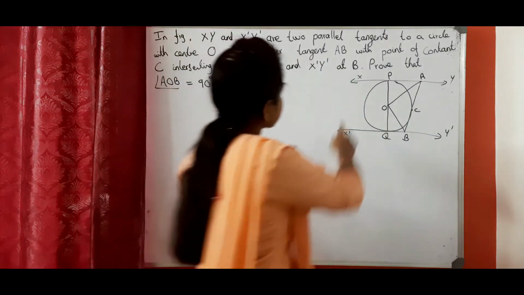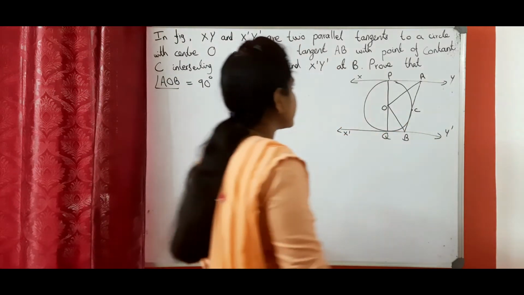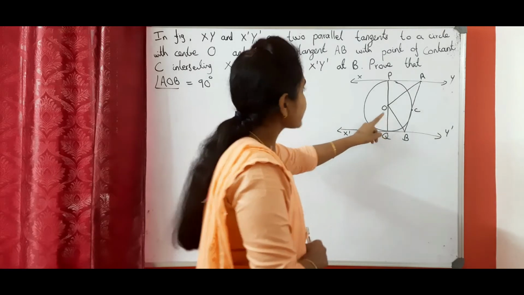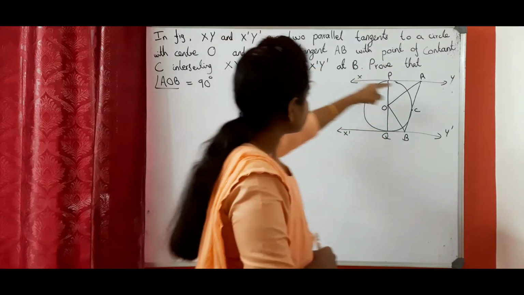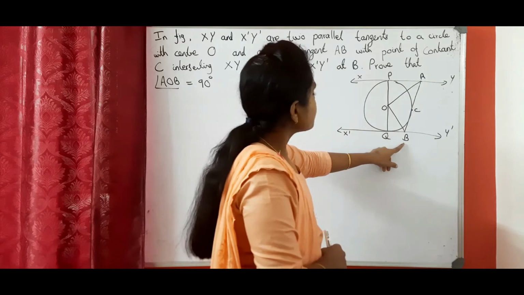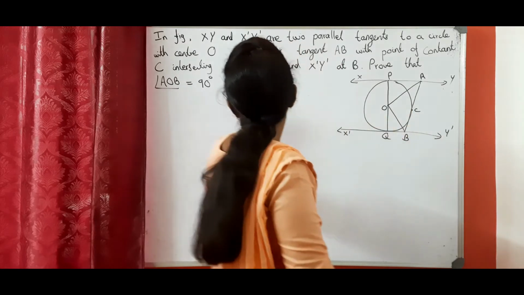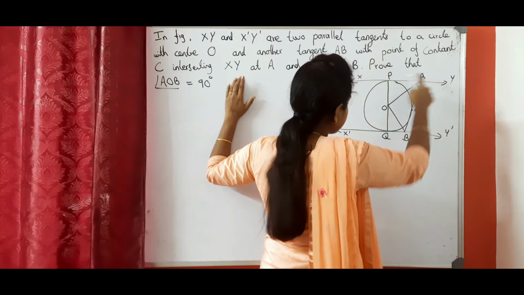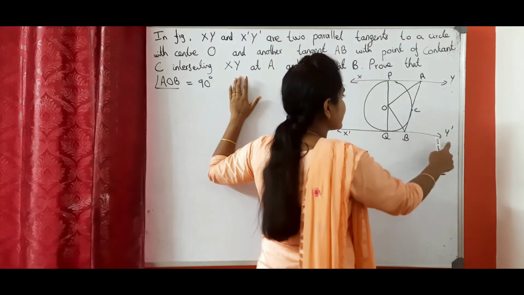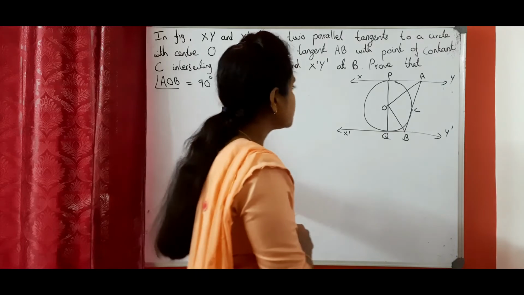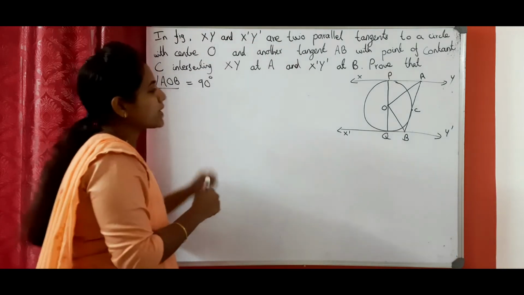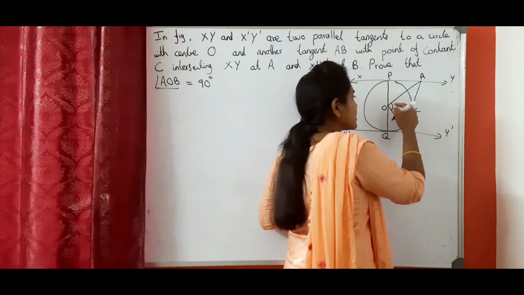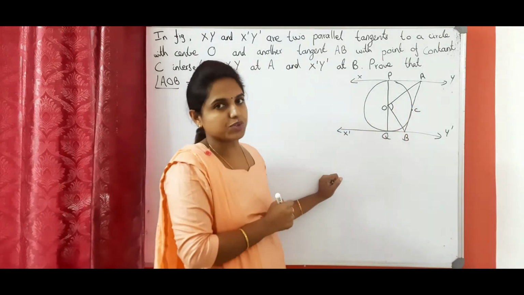In the figure, XY and X dash Y dash are two parallel tangents to the circle with center O, and consider another tangent AB with the point of contact C intersecting XY at A and intersecting X dash Y dash at B. We need to prove that angle AOB equal to 90 degree. We have to prove that.